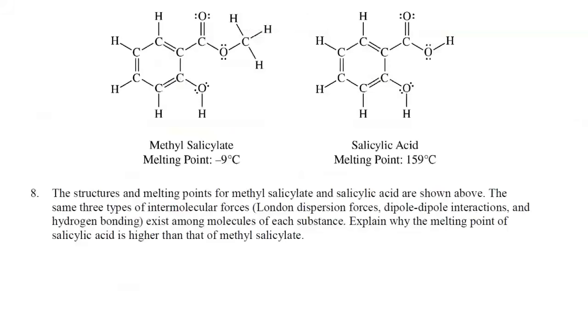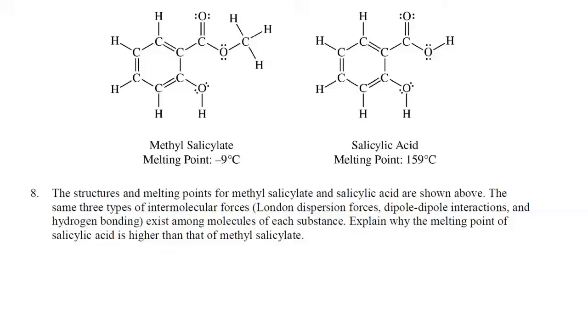Question 8. The structures and melting points for methyl salicylate on the left and salicylic acid on the right are shown above. The same three types of intermolecular forces, London dispersion forces, dipole-dipole interactions, and hydrogen bonding forces exist among molecules of each substance. Explain why the melting point of salicylic acid, which is 159 Celsius, is much higher than that of methyl salicylate, which is -9 degrees Celsius.